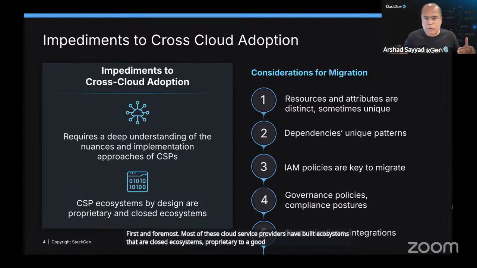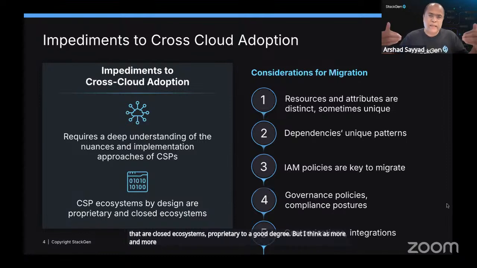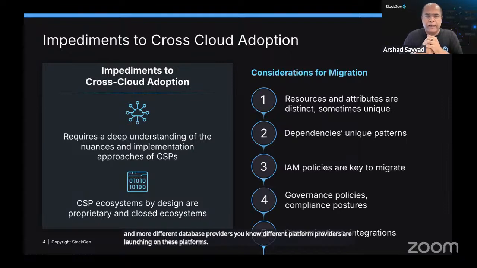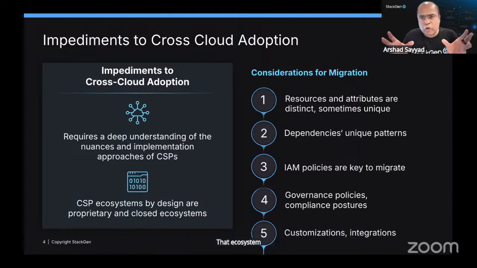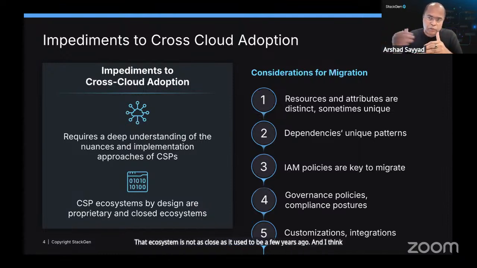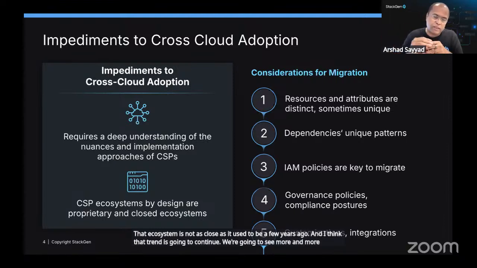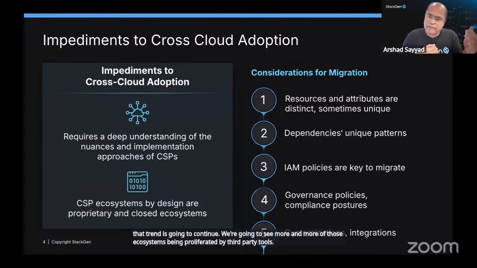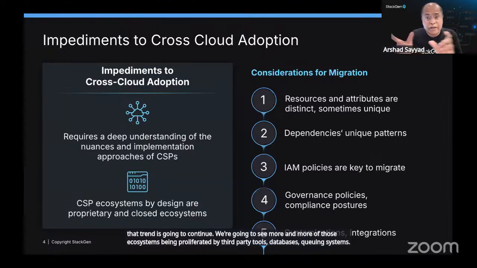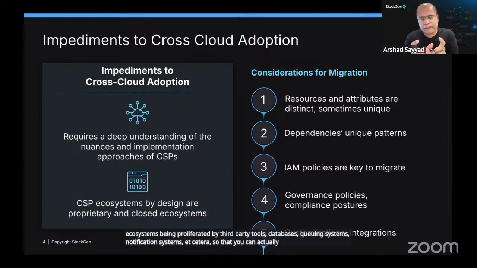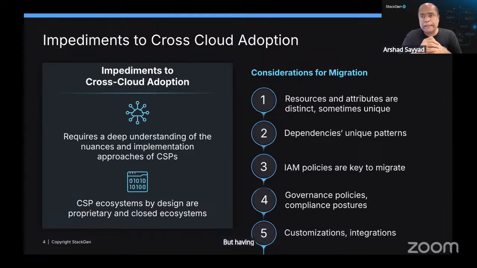But I think as more and more different database providers, different platform providers are launching on these platforms, that ecosystem is not as closed as it used to be a few years ago. And I think that trend is going to continue. We're going to see more and more of these ecosystems being proliferated by third-party tools, databases, queuing systems, notification systems, etc., so that you can actually now use the same provider across multiple cloud environments, right? But having said that, the resources and attributes are definitely distinct.